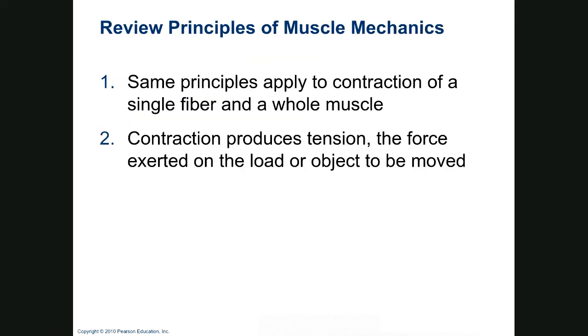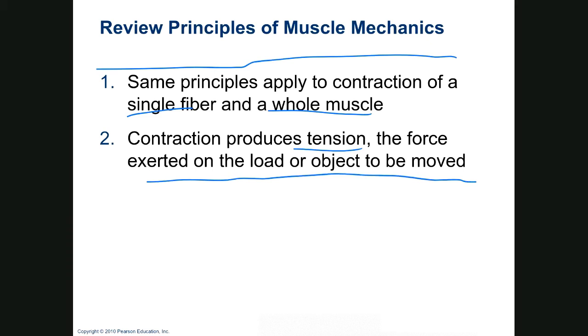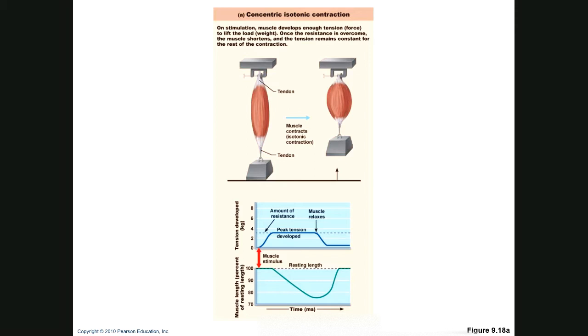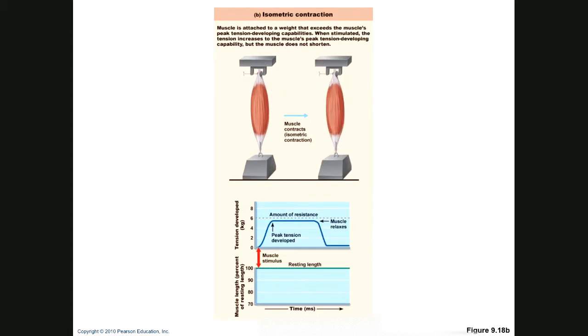Principles of muscle mechanics. The same principles that apply to a single fiber apply to the whole muscle. Contraction produces tension, and then the force is exerted on the object to be moved. This is showing one type of contraction, isotonic contraction. The force is great enough that the muscle contracts, and it moves this block here. Isometric contraction: the muscle's just not strong enough to move that block. So you're attempting to get contraction, but nothing happens. You just can't do it.